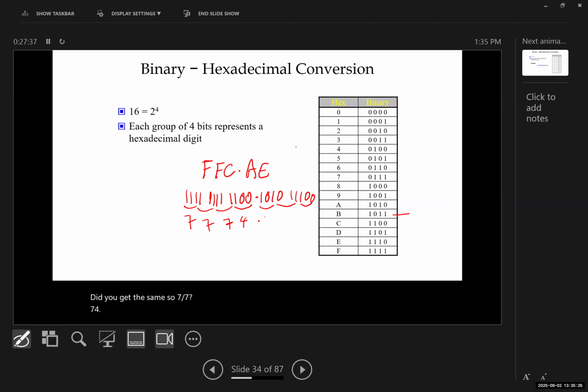On the other side, 101 is equal to 5. 011 is equal to 3. And 100 is equal to 4. So we're going to have 7774.534. Okay. Is it clear, or do you want me to solve another one? Makes sense to me. Can I move to the next one? Next. Okay.